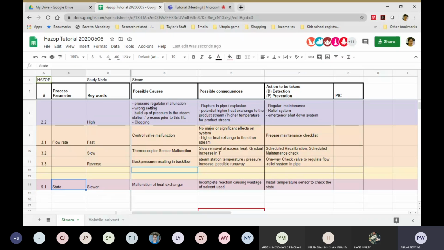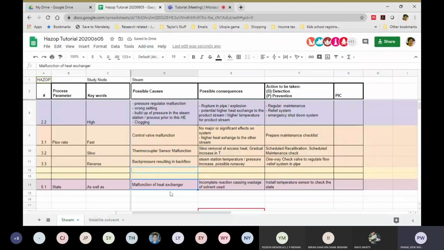But the state here, yes, because we're talking about steam, means there is a potential that what we want is in gas phase, but what came in was in liquid phase. Yes. So this shouldn't be slower, but it should be as well.